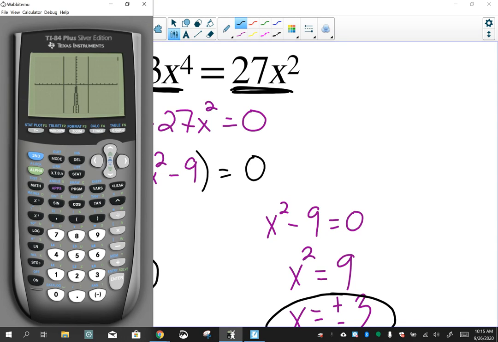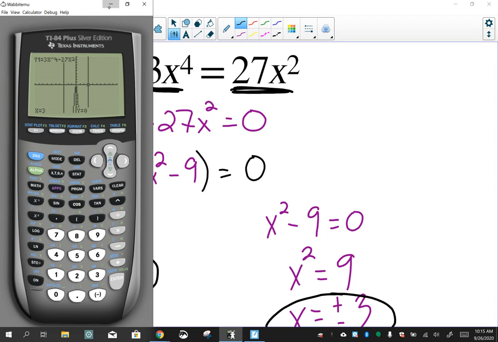1, 2, 3. There. So there's our zeros. So you have to make them equal to 0. So if you take a look here, if I hit trace and I go to -3, I get a 0. If I type in 0, I get a 0. And then if I type in 3, I get a 0. So there are my 3 zeros, the ones that we just solved and came up with that are sitting right there.